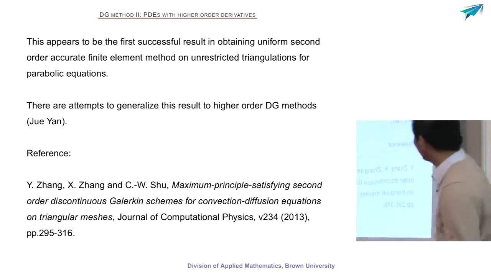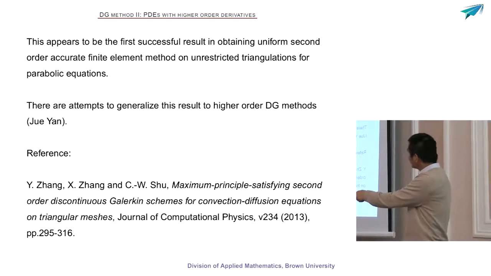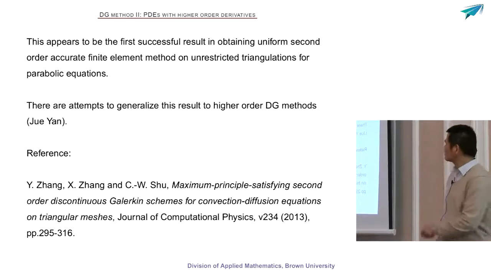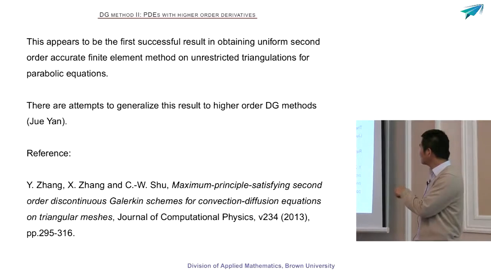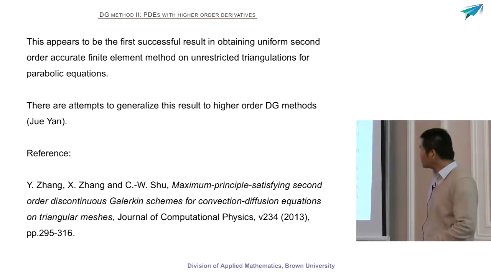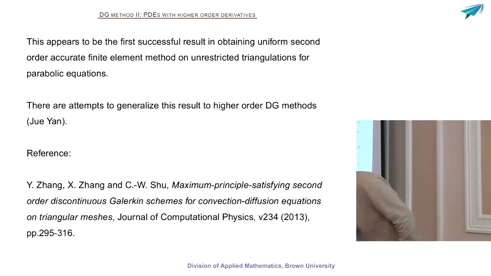Anyway, this is less satisfactory. There are attempts to get a higher order DG method by other DGs, for example, direct DGs. Jue Yan, my former student, is trying to do some work in this direction. The second order result is here, but that's only second order.